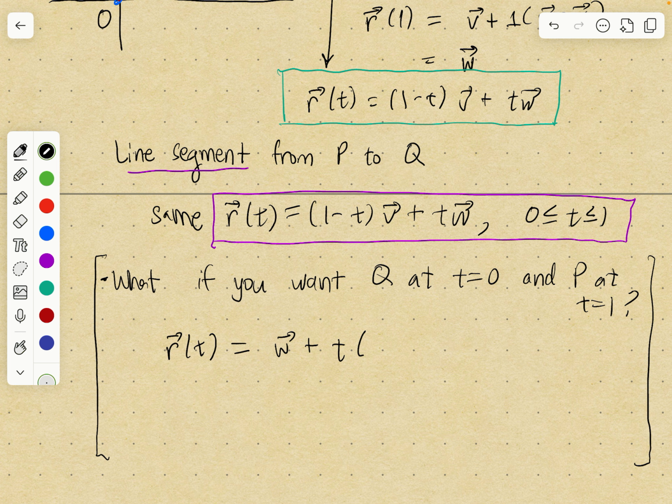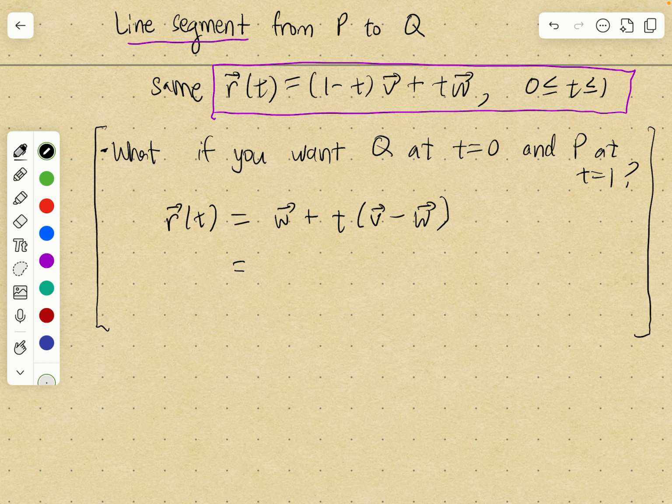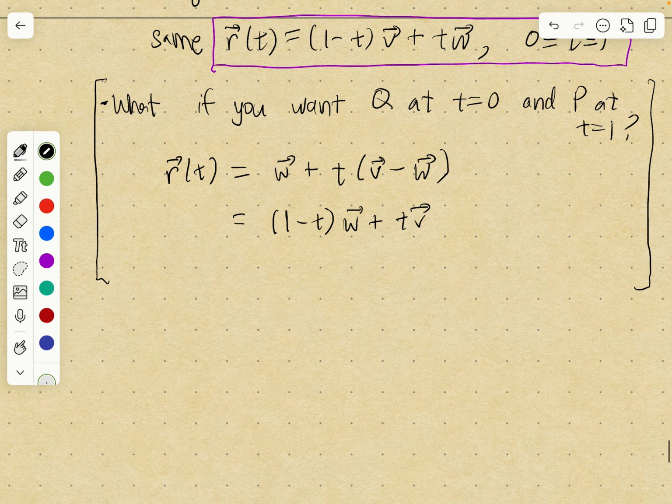Not t V. Let's see. V minus W. Is that right? When you plug in 0, you get W. When you plug in 1, you get V, right? And this is also the same as (1 minus t) W plus t V. So that's how you would do it if you wanted to start at Q and end up at P when t is 1.